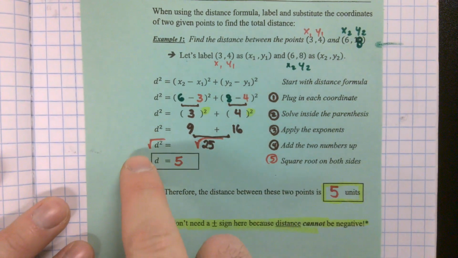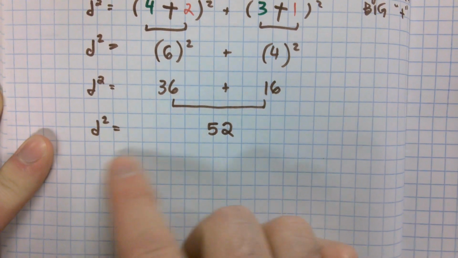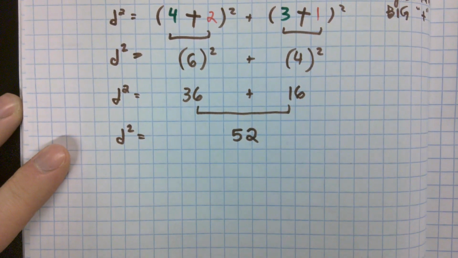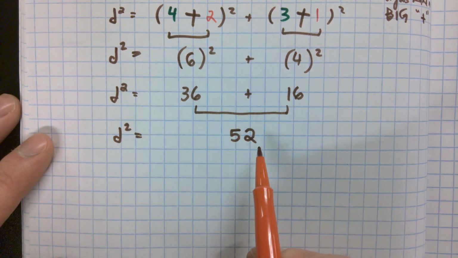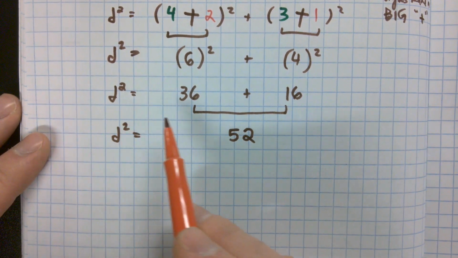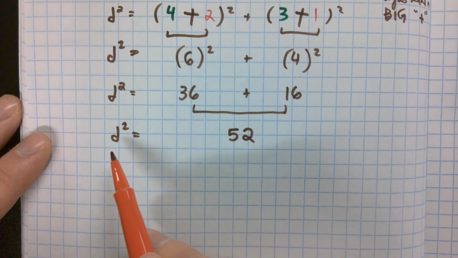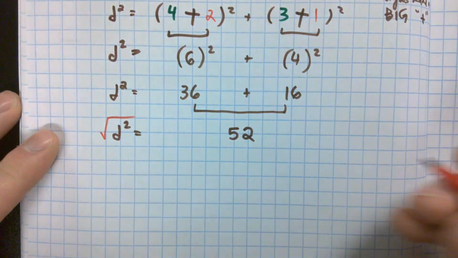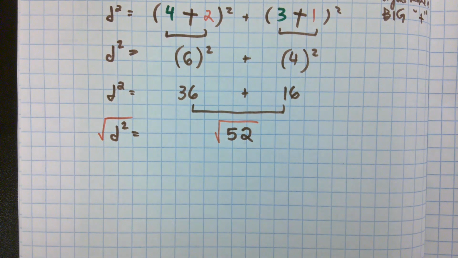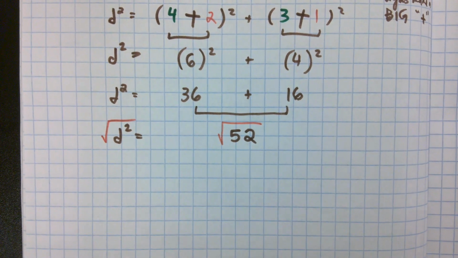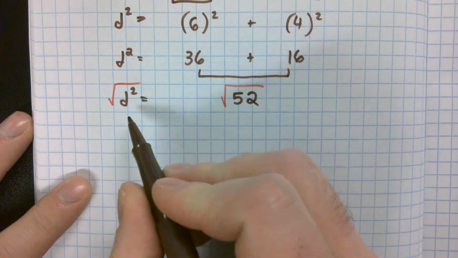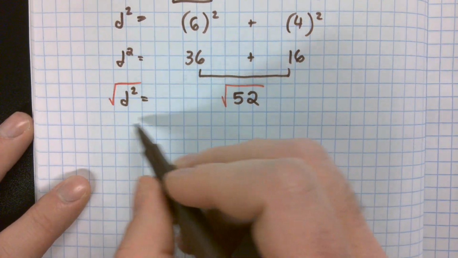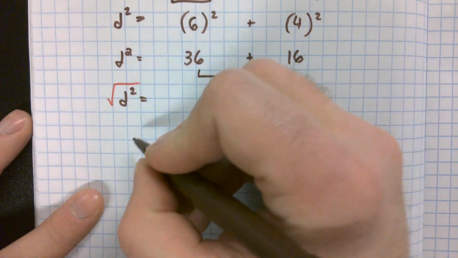Square root both sides. We want to get d all by itself. Right now, it's not all by itself. It's being squared. This is why we did those square root equations last week, because now we've got d squared equals 52. I'm going to square root the left and square root the right. What's the square root of d squared? What would this simplify to on the left? Just d.